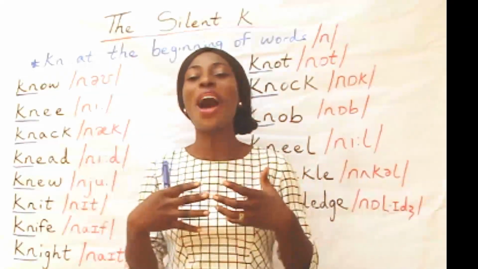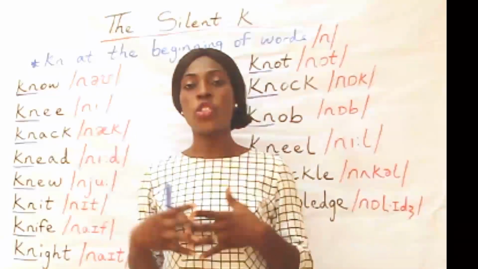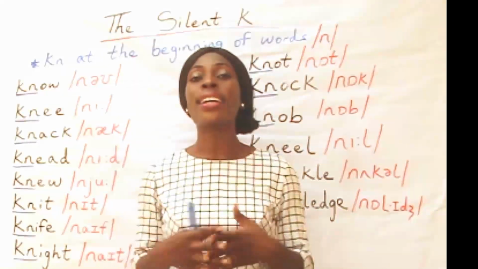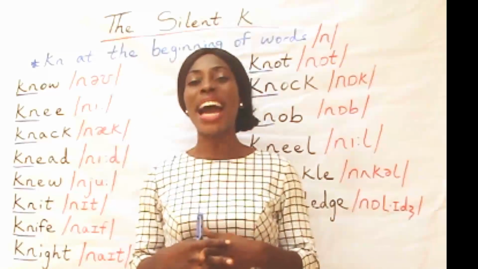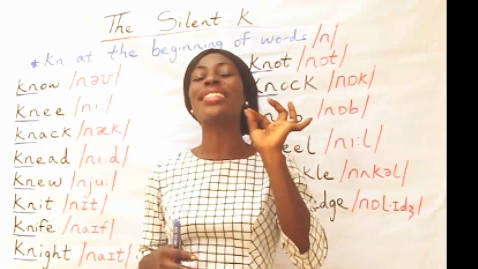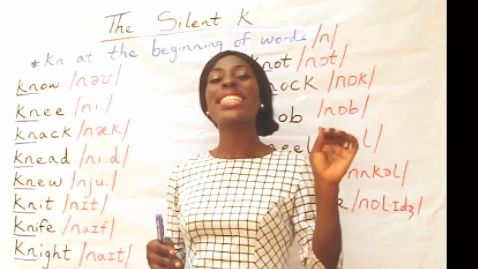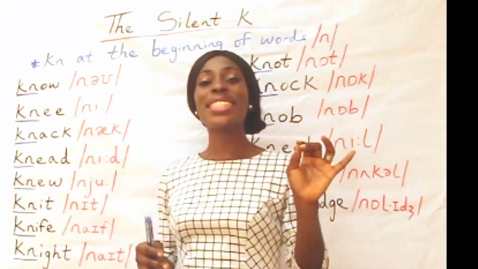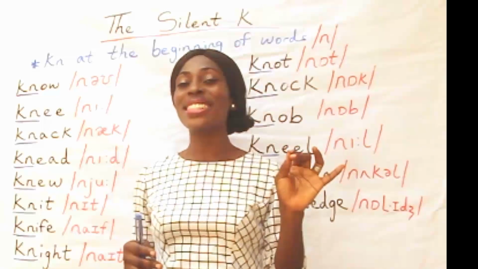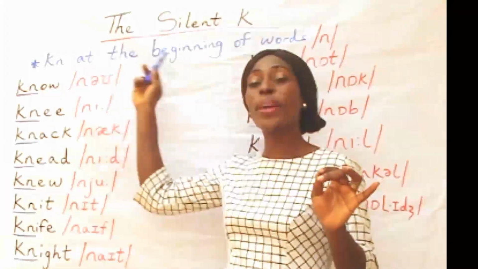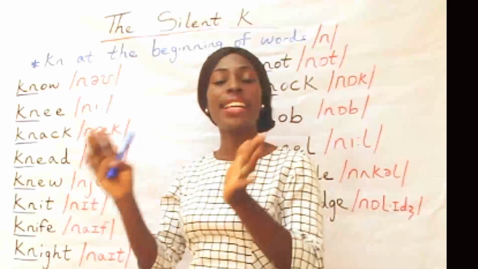You don't pronounce the k and the n together. The K is always silent. So the k sound is always silent. What you hear in the word is the sound n. So KN at the beginning of words, the K is always silent.